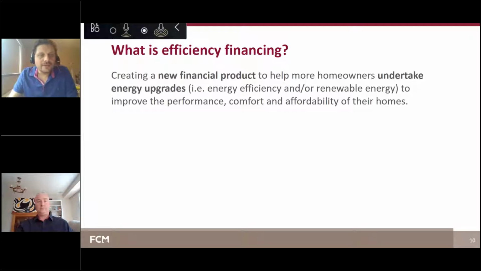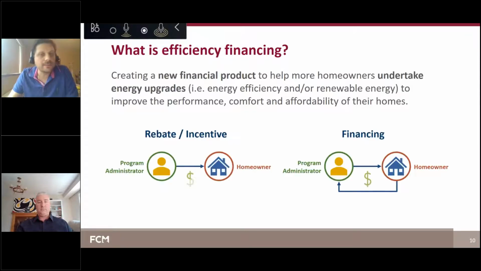Hi, everyone. So when we talk of efficiency financing in the Canadian context, this is very much an emerging or nascent field. It's about creating new financial products to help homeowners undertake energy upgrades. These could be things like energy efficiency or renewable energy to improve the performance, comfort, and affordability of their homes.